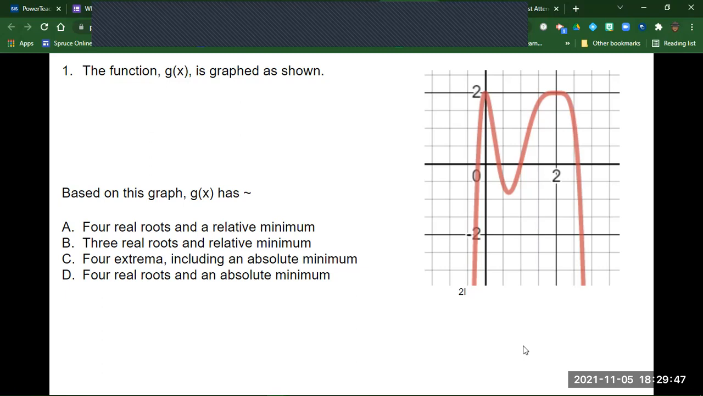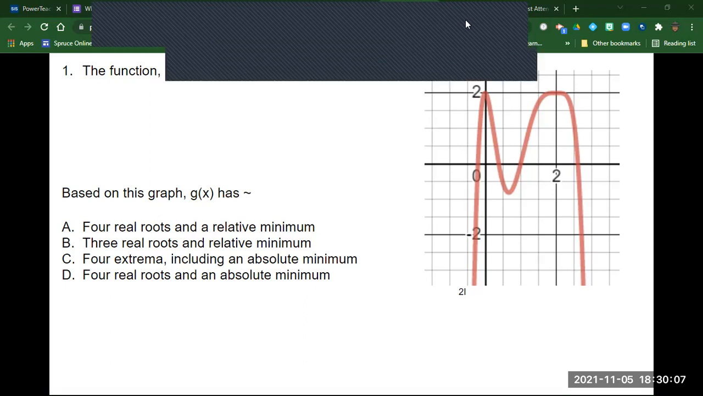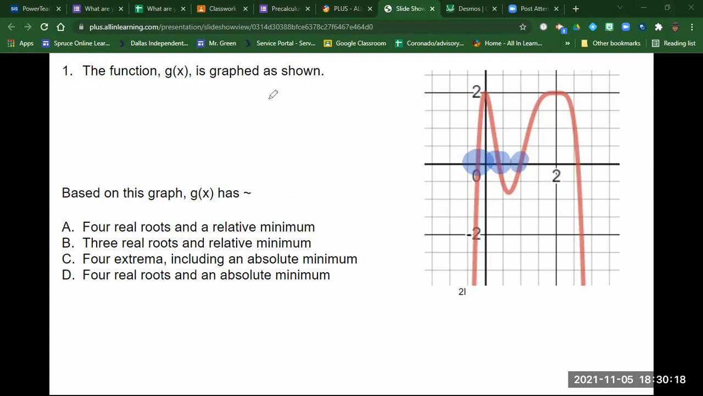The function g of x is graphed as shown. Here's g of x. Based upon this graph, g of x has which one of these? Looking at g of x, we're going to go straight to it. Let's identify the roots. There are 4 real roots. Let me annotate this. So I got a real root here, and here.